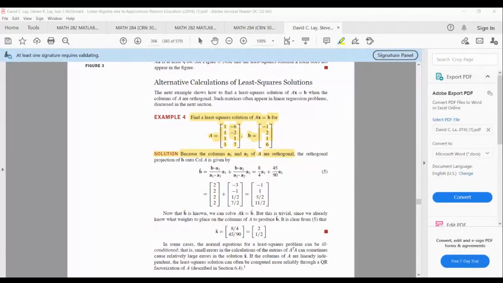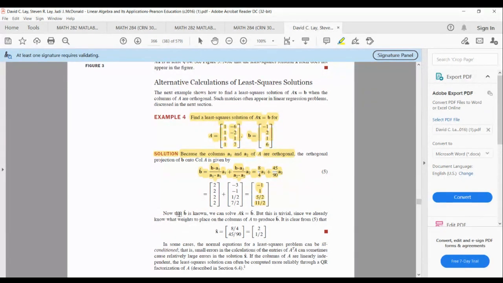So in that case, the projection vector B hat, you can find using what you learned in section 6.3, the formula from the orthogonal decomposition theorem. You can just use that formula, and they do, because you make your life easy if you can make it easy. And it turns out then that the projection vector is going to be -1, 1, 5/2, and 11/2.